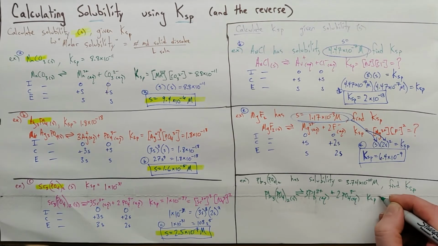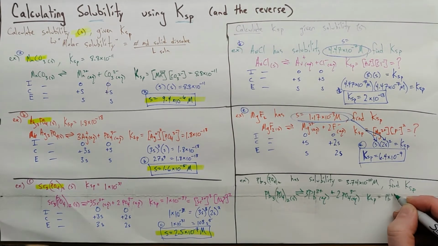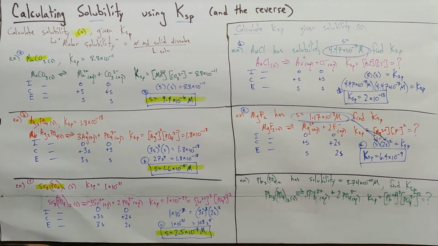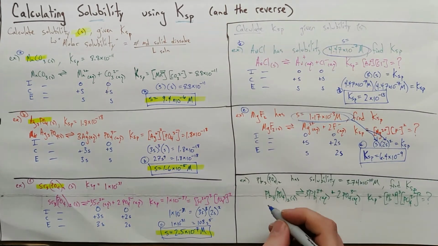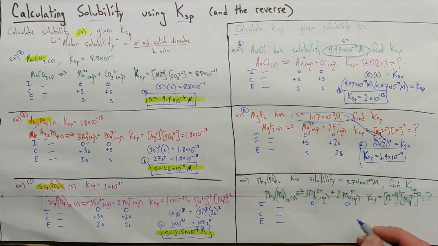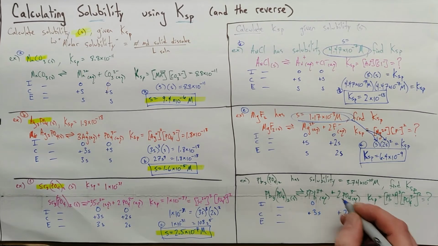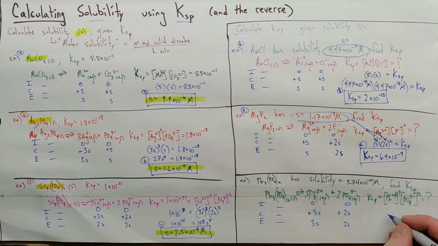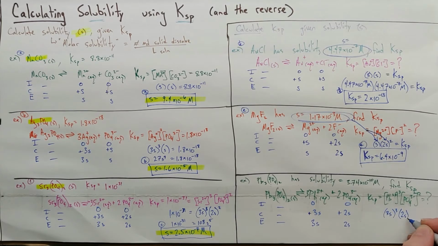Our Ksp is going to have to be the lead ions, but cubed, and the phosphate ions squared. And I don't know what that Ksp value is. We know how to get it though, just like we got all the other ones. Set up your ICE expression. Not worried about that. Starting out with none of those things, we're going to add 3s because of that 3. We're going to add 2s because of that 2. We end up with 3s and 2s, and when we plug those in, that's going to be 3s cubed and 2s squared equals our Ksp.